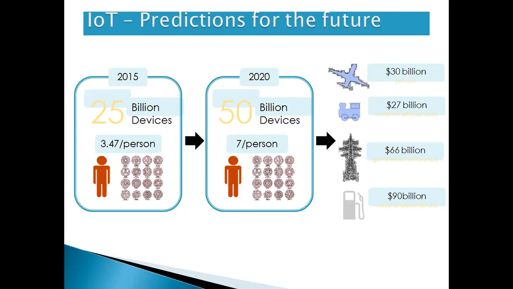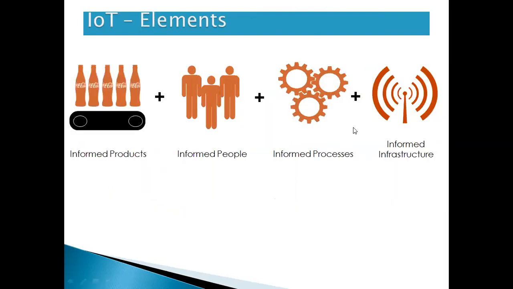What is Internet of Things? How the things are getting connected to the internet. You can just see in the predictions, these many billions of amount of money are already being invested by the government and by the private companies.